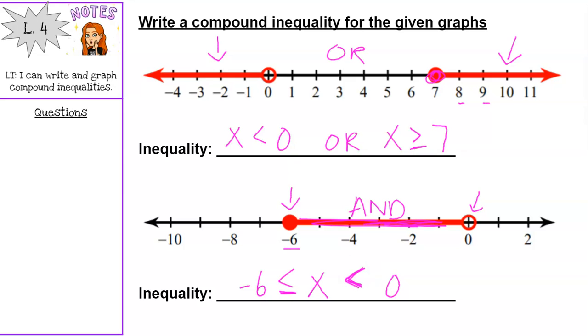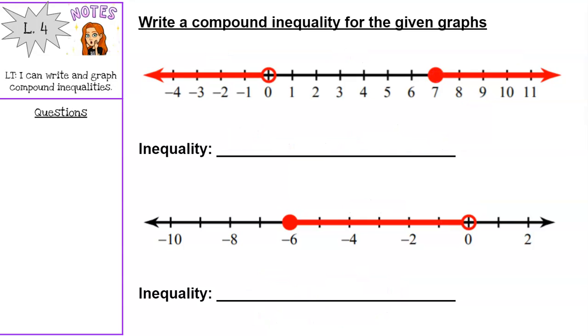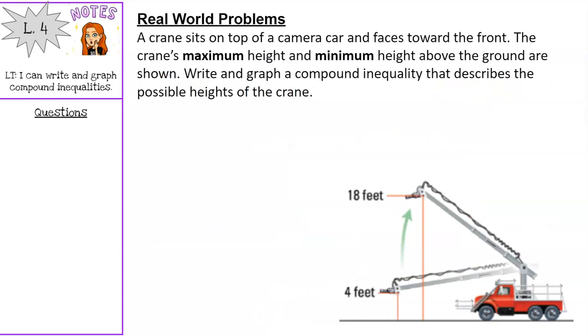The other way you can write it is you can write it as two separate inequalities. So we'd have x is greater than or equal to -6 and x is less than 0. So you can write it both ways. So compound inequalities are really helpful for real life situations. We have two real world problems and then you can move into your practice.